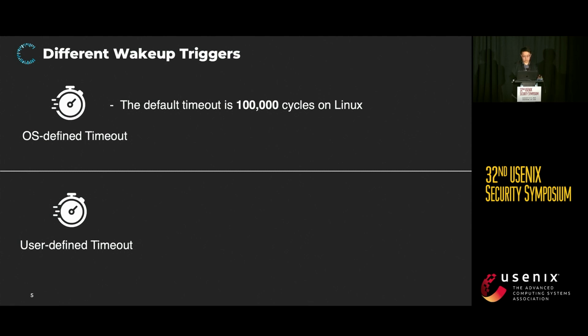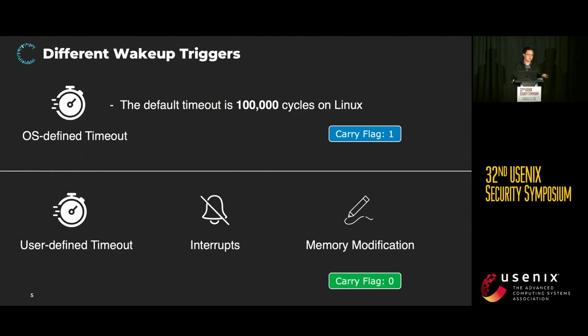What is interesting here is that if the CPU wakes up due to the OS-defined timeout, the carry flag is set. Otherwise, if the CPU wakes up due to the user-defined timeout, an interrupt, or the write, the carry flag is cleared. So basically, we get different architectural feedback with different wake-up triggers.